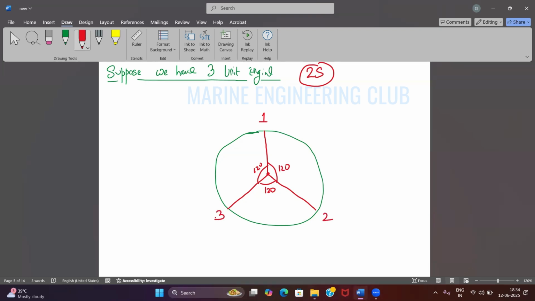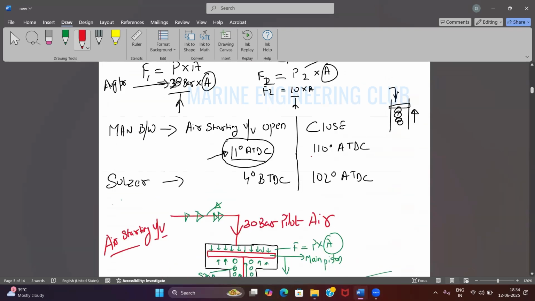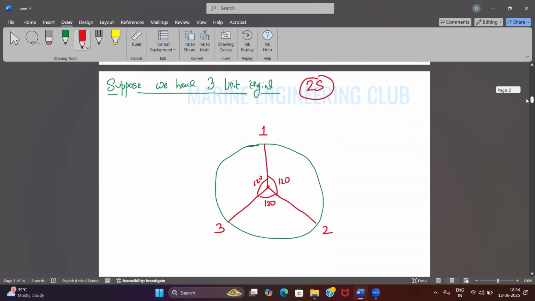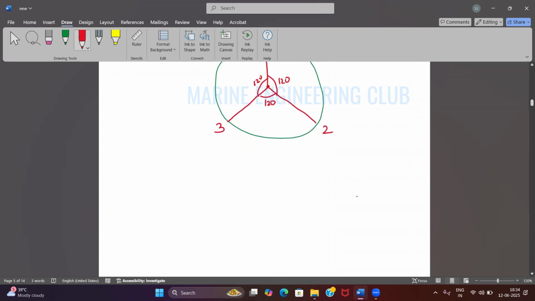Now, why do I have to stop the air injection at 110 degrees here? What is happening after that? Compression pressure and temperature are achieved. At 110 degrees after TDC, your exhaust valve opens. Suppose this is your piston, this is your air starting valve, and this is the exhaust valve, the main engine's exhaust valve. Suppose at 110 degrees your piston has reached over here.